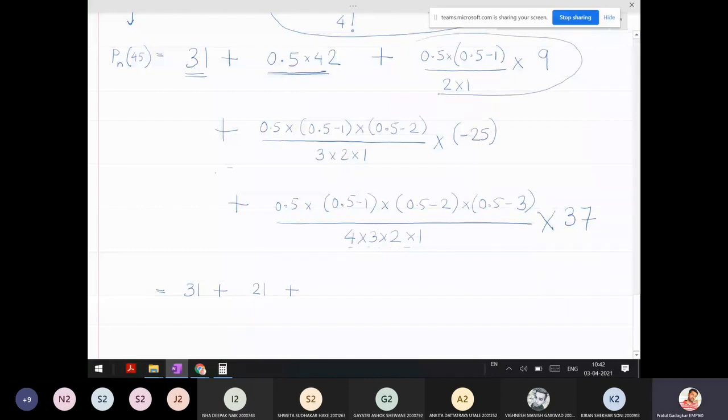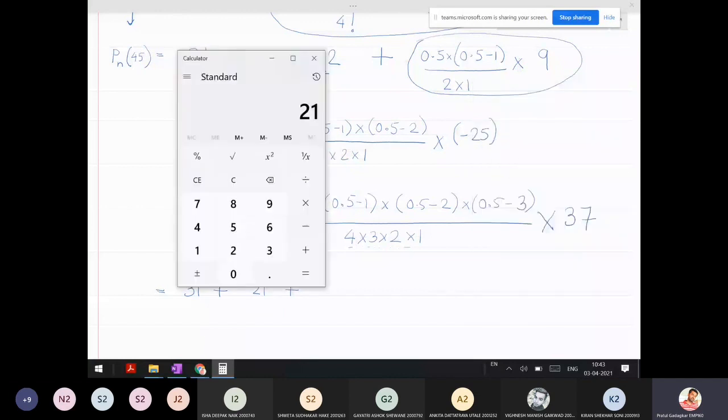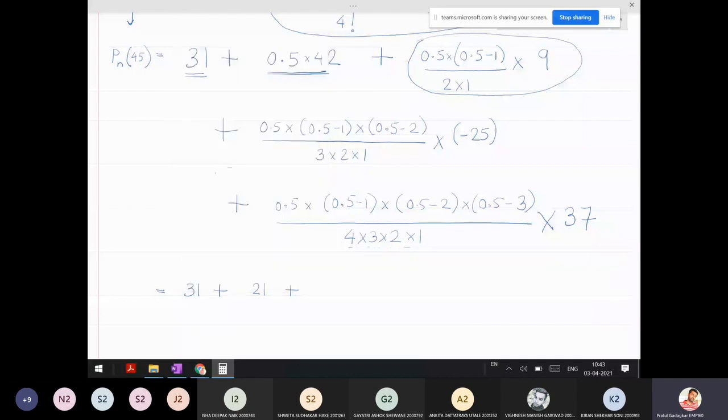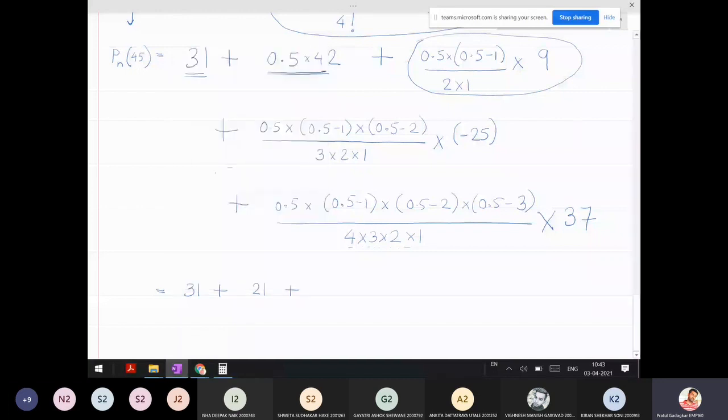So that part, let's look at it carefully. What is it actually equal to? Let me do it smartly. This 0.5 is as it is. 0.5 minus 1. What is 0.5 minus 1? It is minus 0.5. So this bracket is minus 0.5. Remember, it is 0.5 into minus 0.5 into 9 upon 2 factorial.